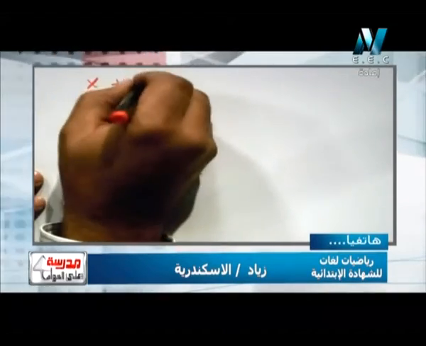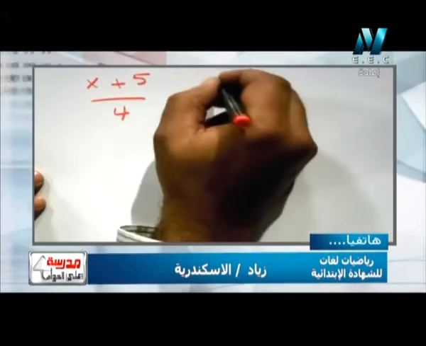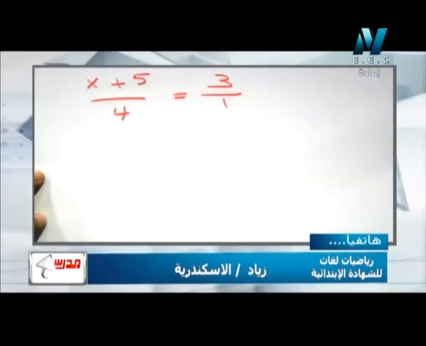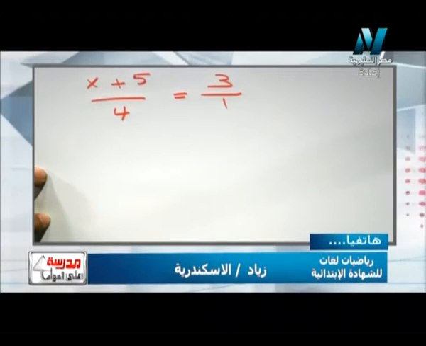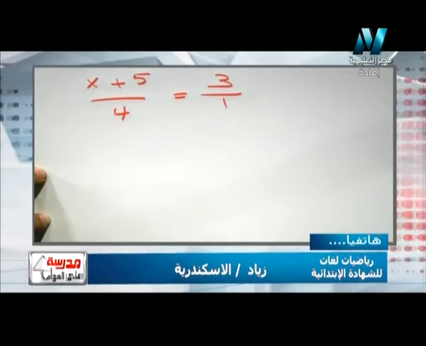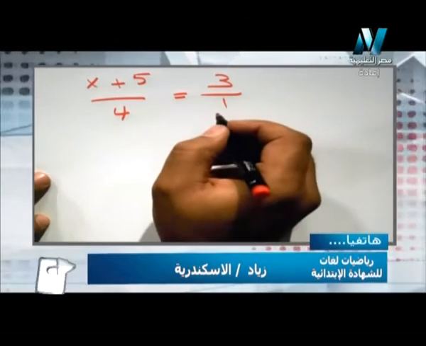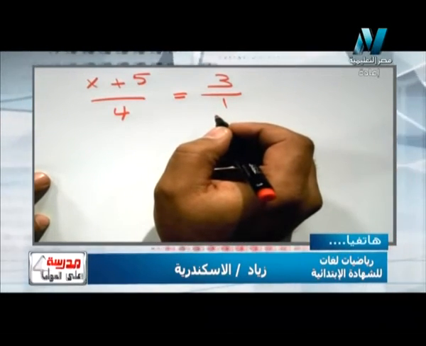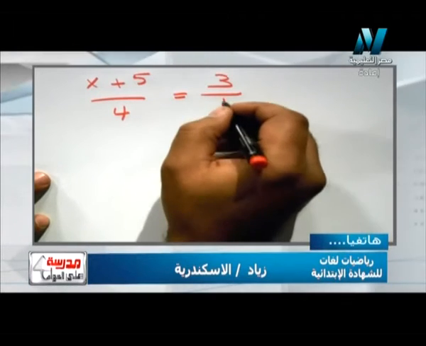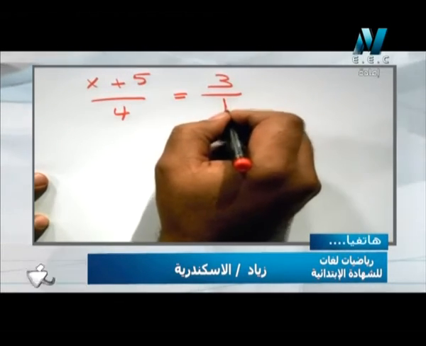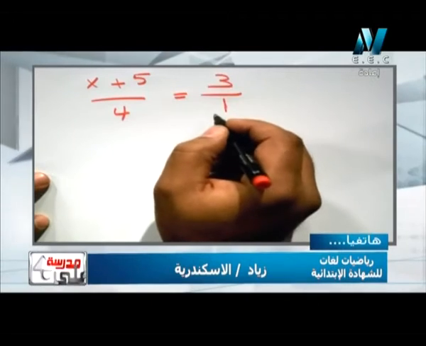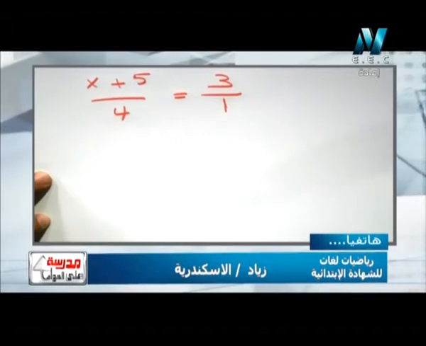x plus 5 over 4 equals 3 over 1. Do you understand me, Ziad? Then x equals. We make 3 into 3 over 1. We consider the denominator of the number 3 equals 1.